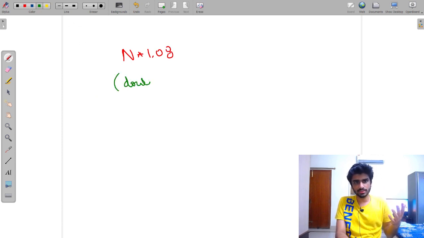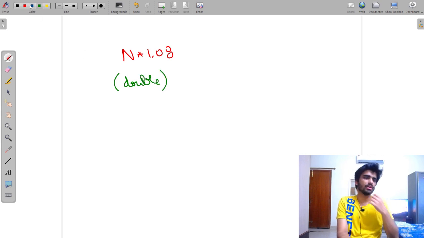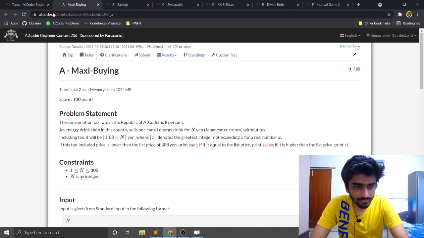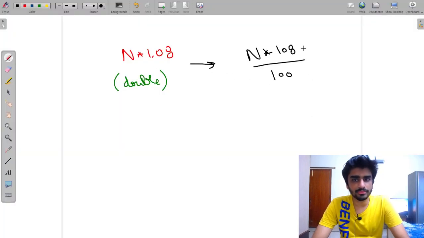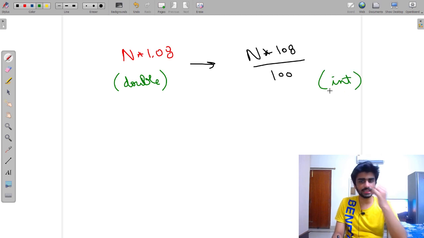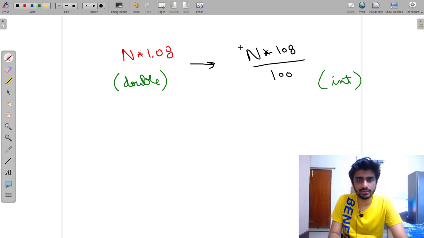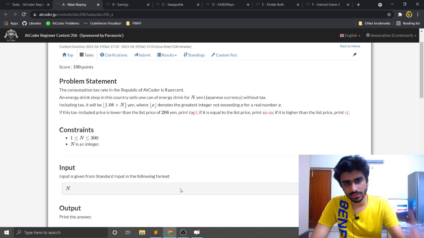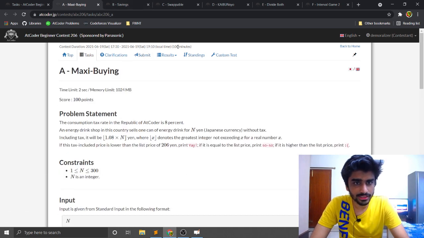it is always better to do something like n times 108 divided by 100, because there's no chance of overflow here either. This does not involve double, it only involves ints. So we can say that m equals this thing, and then we can just check if m equals 206, or is smaller or greater. That's exactly what I did in this problem.